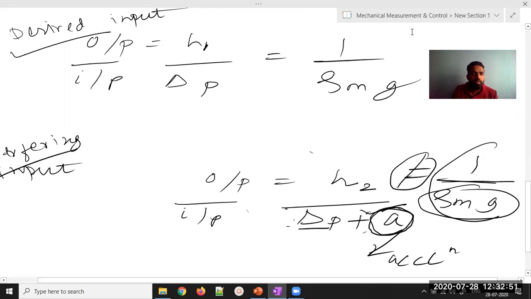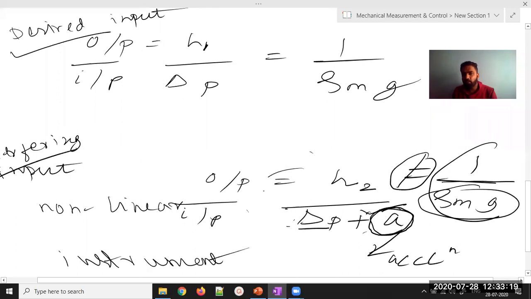Now H2 will not depend only upon the instrument constant. It will also depend upon something which is acceleration, so it is not a linear instrument. Very nice. Now this instrument has become a non-linear instrument. Why has it become non-linear? Due to the presence of acceleration, which I am taking as an input signal contributing to the input and affecting the output signal. Such kinds of instruments are called non-linear instruments.